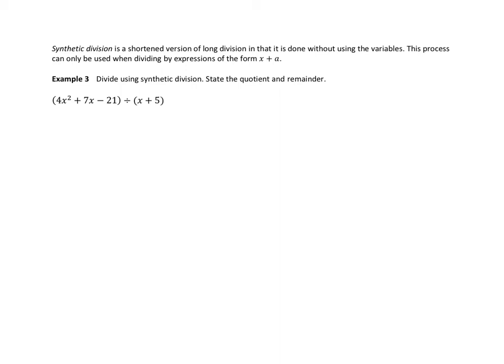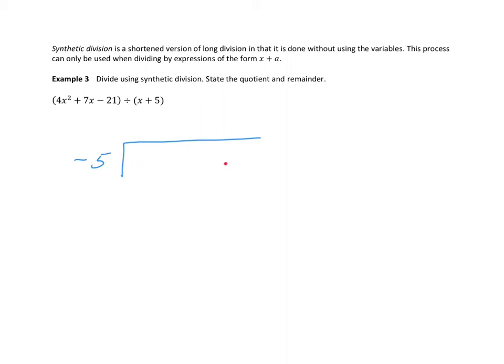So it kind of starts the same way where, all right, we're going to set up this division symbol here, like this. But outside here, we don't put x plus 5. Instead, you use the number that makes this equal 0. So it's x plus 5. -5 makes this 0, and that's what we're going to put on the outside, -5.